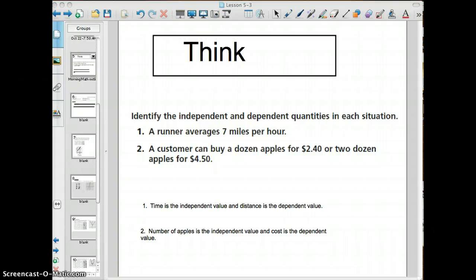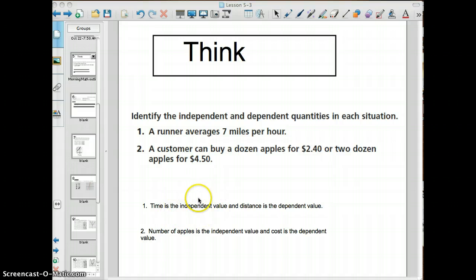Hi class, let's think about the independent and dependent quantities in each situation here. So if we have a runner averaging 7 miles per hour, what do you think our independent variable is going to be? What about the dependent? Okay. In question 1, time is going to be the independent value here, and then the distance is going to depend on that time. So independent, dependent. Distance is dependent, time is independent.